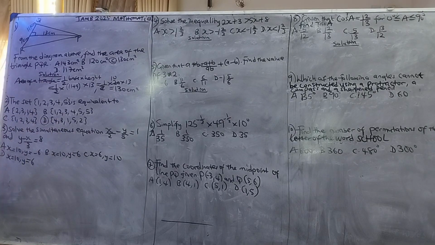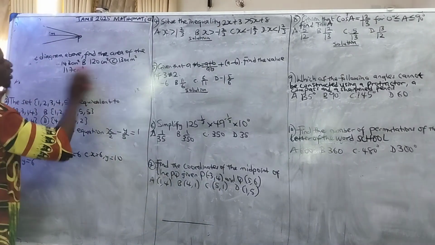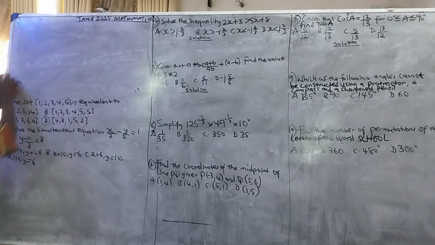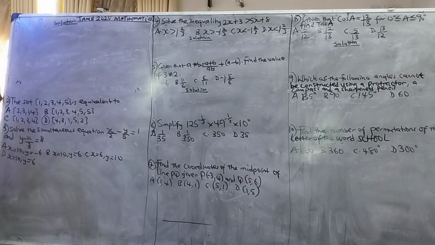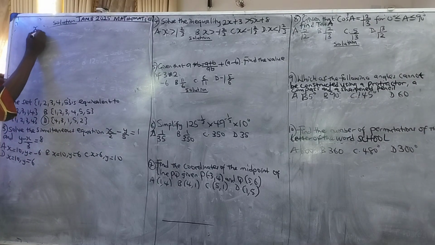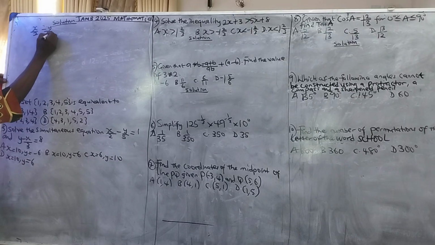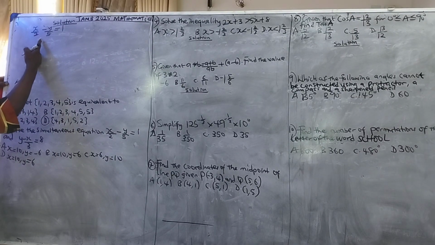So we have number 3 here. Let me try to clean this so that you can see what I'm trying to do. So we have number 3 here. We have to solve the simultaneous equation. We have x over 2 minus y over 5 is equal to 1. So let's try to remove the fraction by multiplying each term by the LCM. The LCM of 2 and 5 is 10.